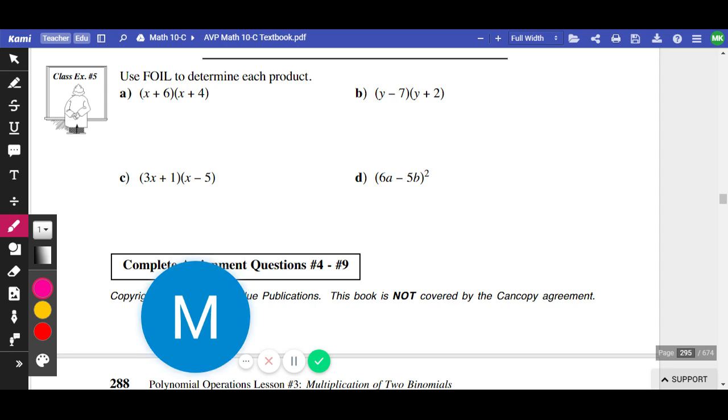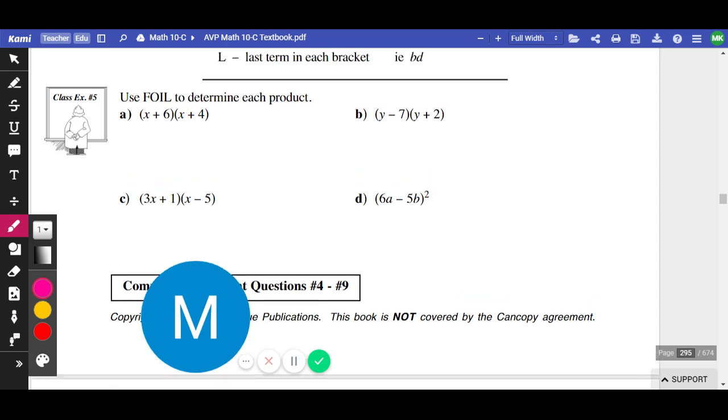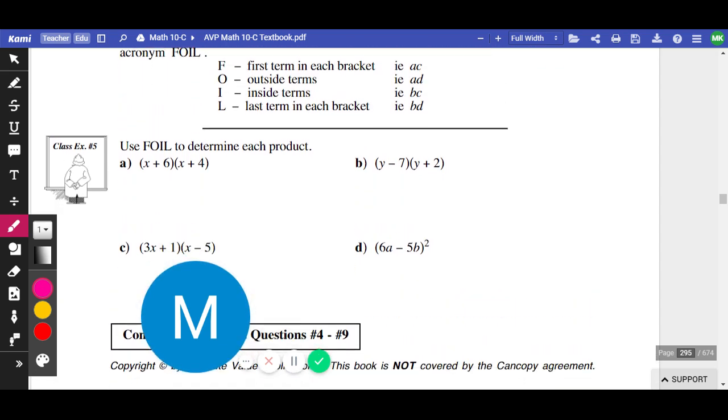And what it says is, well, I think it's actually just right above us. Yeah. FOIL is an acronym. Okay? It stands for how you need to multiply your two binomials together. The F stands for multiply the first term in each binomial together. So in the first question, F would be x times x to become x squared.